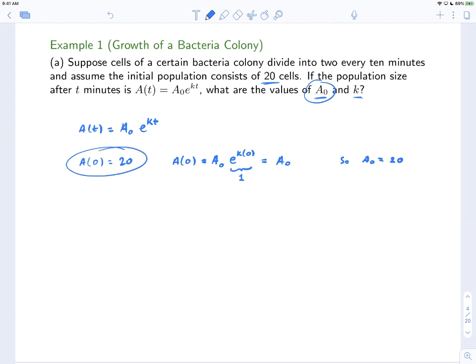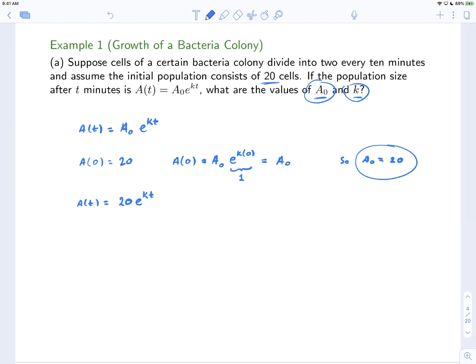Here we're just using the fact that the initial population consists of 20 cells. And here we're using the fact that A(t) is given by this exponential formula. So that identifies A₀ for us. What about k? We need to identify k. So we know at this point that A(t) is equal to 20 e^(kt). So how is it that we're going to figure out what k is?